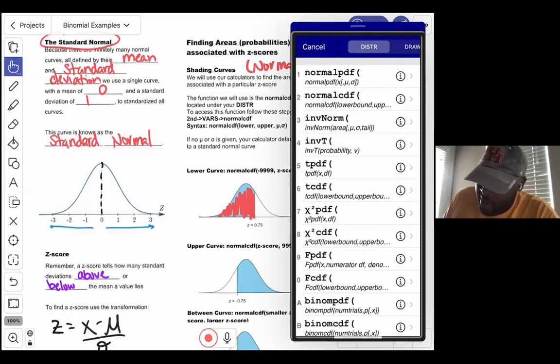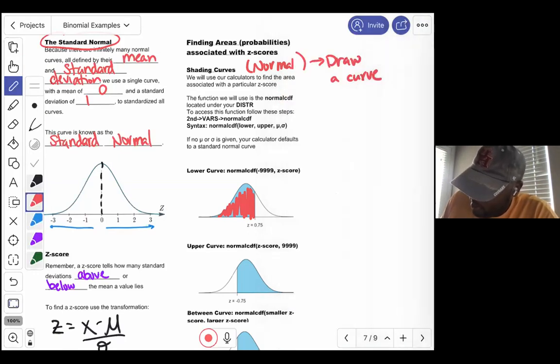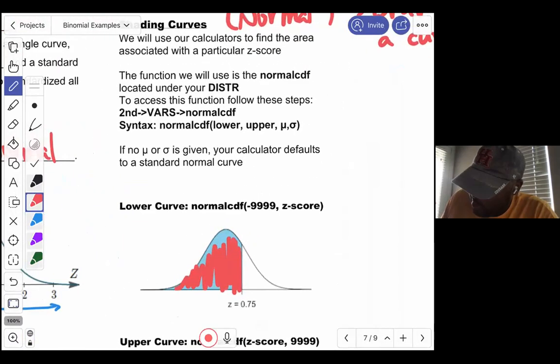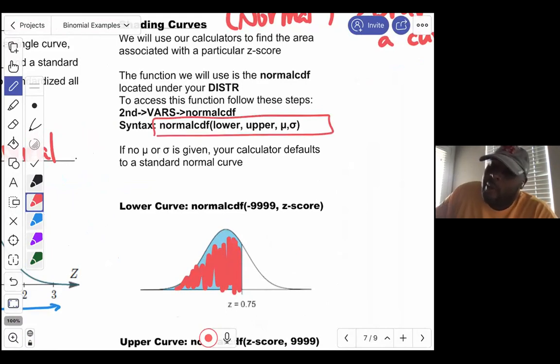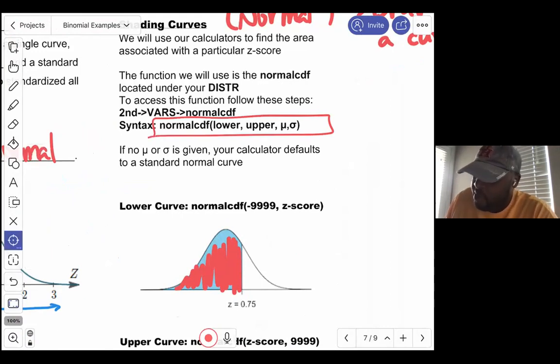And for the normal CDF, here's what happens. The normal CDF is given by what we call the calculator syntax, which looks like this. You have a lower bound, an upper bound, a mean, and the standard deviation. The lower bound is where the leftmost shading takes place. So in a curve like this, the leftmost shading is going to go this way. The upper bound is where the shading is stopping at. So right here it is stopping at this Z value. Your mean, because you're on a standard normal, is always going to be 0. Your standard deviation will be 1.